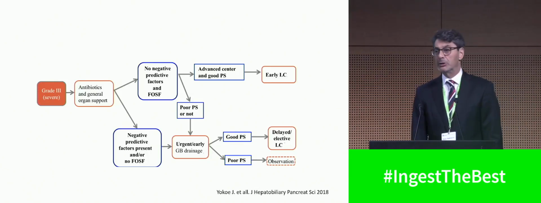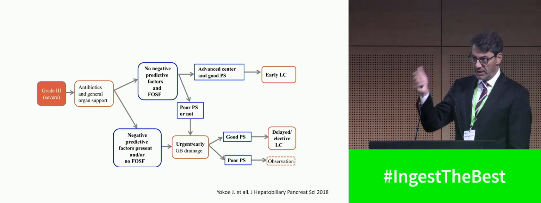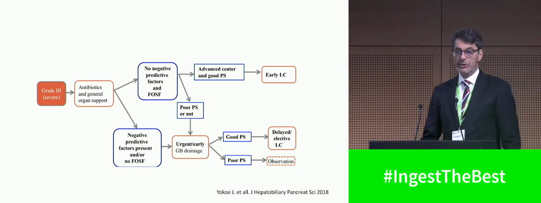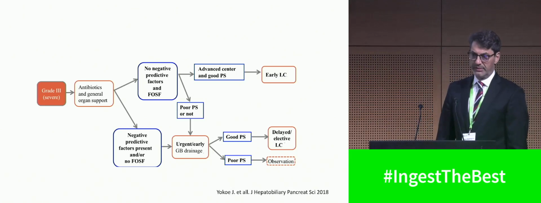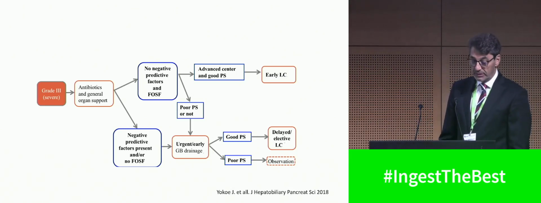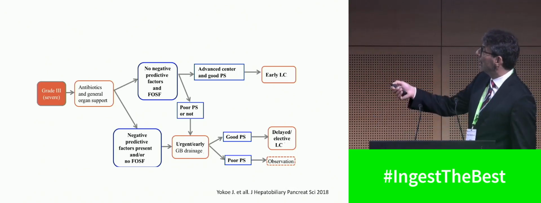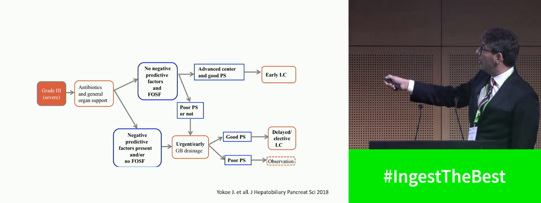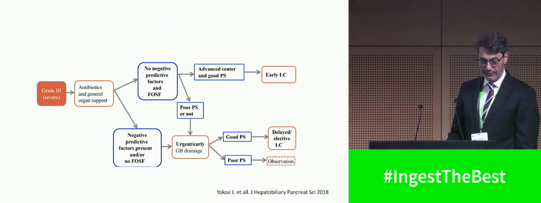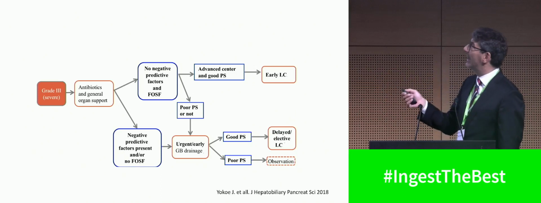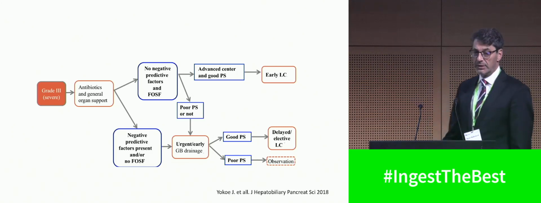Grade 3 is much more complicated. Grade 3 means patients in the ICU with organ failure; these patients will be under antibiotics and complete conservative management. But if there are no negative predictive factors, or so-called favorable organ failure, then in an advanced center, patients with good performance status are again candidates for early laparoscopic surgery.